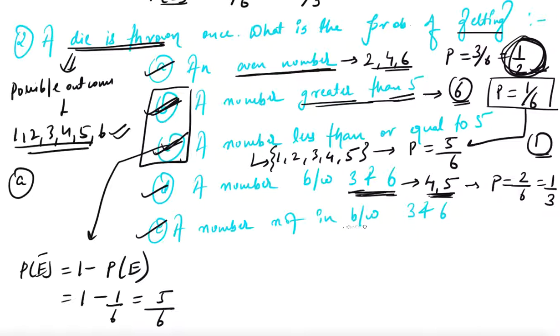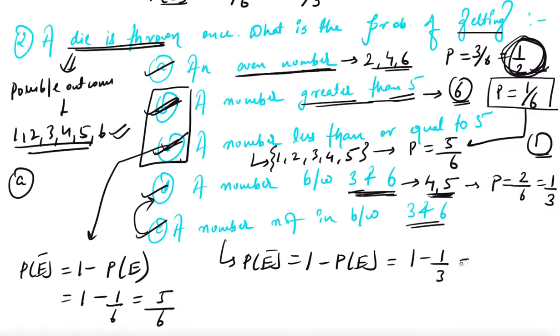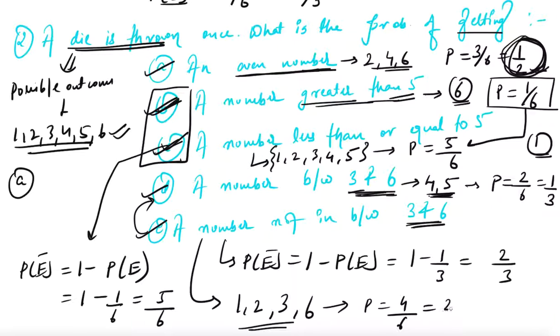Now second thing, a number not in between 3 and 6, right? So this is the complement of the previous question. So I can write the probability of getting this, P E bar, is equal to 1 minus the probability of getting a number between 3 and 6, which is equal to 1 minus 1 by 3, which is equal to 2 by 3. Now let us see the cases. What are the possible cases when a number is not between 3 and 6? 1, 2, 3 and 6, right? Because these are the numbers that do not lie between 3 and 6. So what is my probability? 4 cases out of 6 cases, which gave me 2 by 3, same as the previous one. Hence this is correct. Got it?